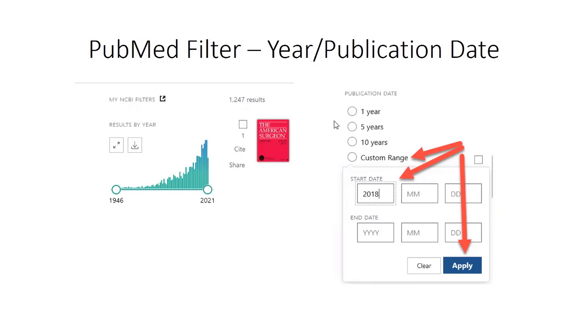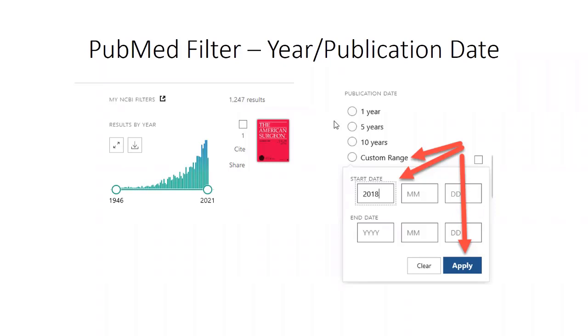However, we have a second option for narrowing our search results by year. We can use publication date and select 1 year, 5 years, 10 years, or customize the range we want. By selecting custom range to narrow to 2018 to 2021, we only have to put in the year 2018 in the start date. That will cover the entire year of 2018. Leaving the end date blank, the default will be to the present.